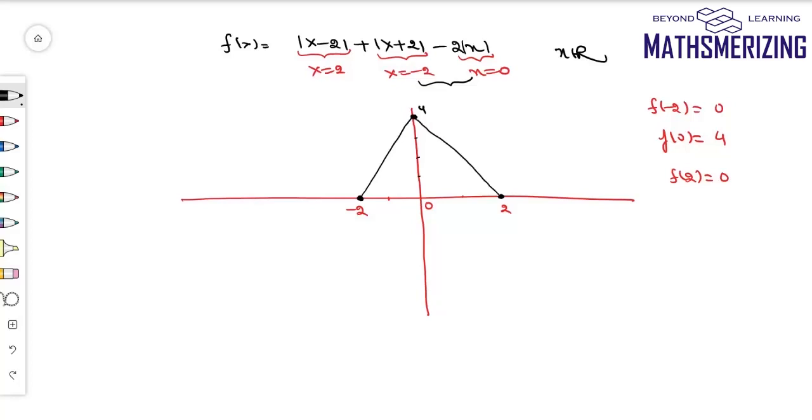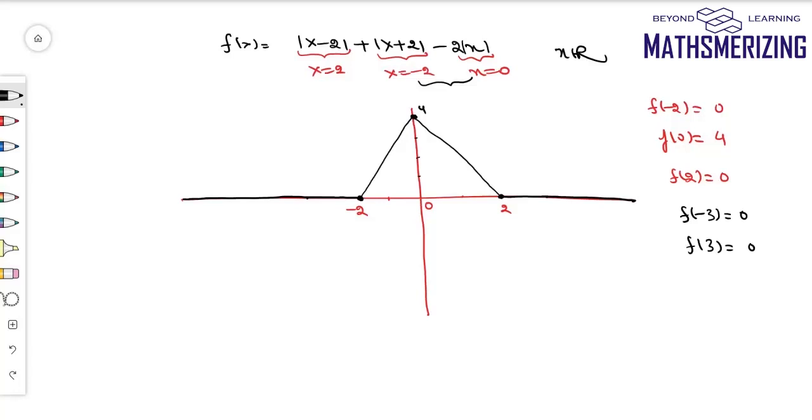Now, when x is less than -2, I'll take any random point in this interval. Maybe I'll take f(-3). So if I put x as -3, I'll get 0 again. And if I put x as 3, then again I'll get this value as 0. So again, I'll draw the straight line. So the graph which I have drawn in black is the graph of this given function.